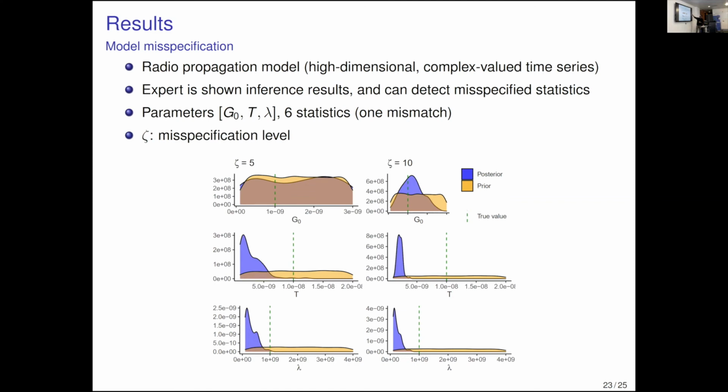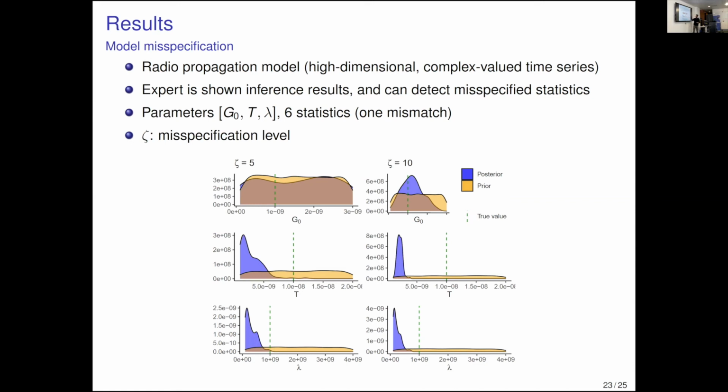So here we took a radio propagation model, which is a high dimensional complex value time series, but then we compute some statistics, which is shown to be working well in the literature. And now here, the expert is shown the inference results and then can detect if a statistic is causing problems. So now it has 3 parameters, G0, T, and lambda. And then this zeta signifies the misspecification level. So a little bit misspecified, more misspecified. Then we see that this one is the posterior and the yellow one is the prior. So the prior is, of course, uniform, flat.